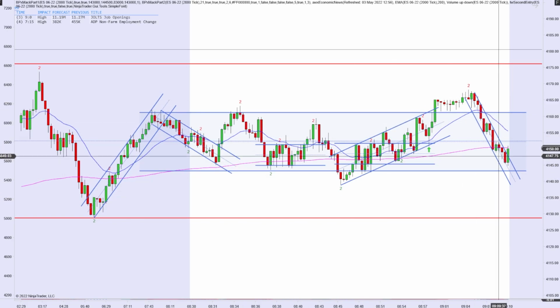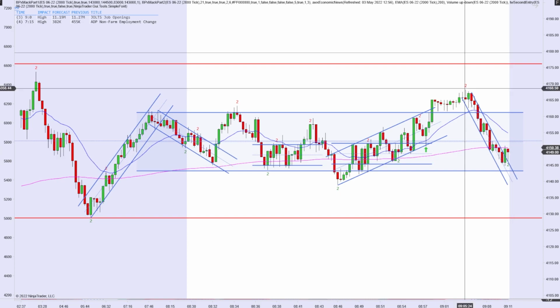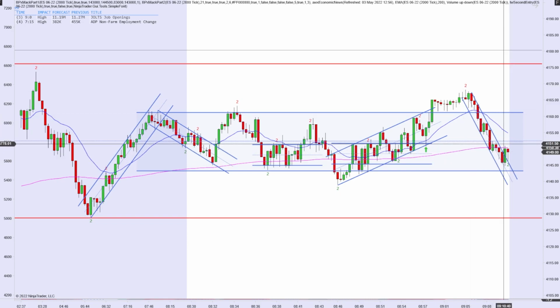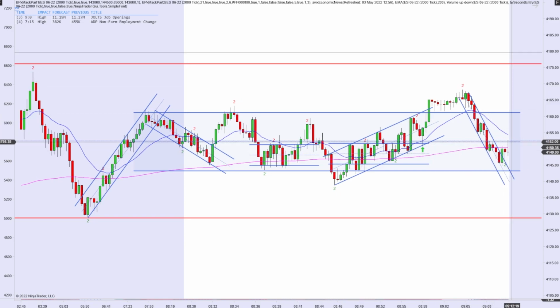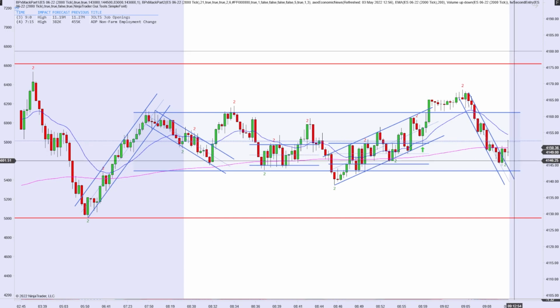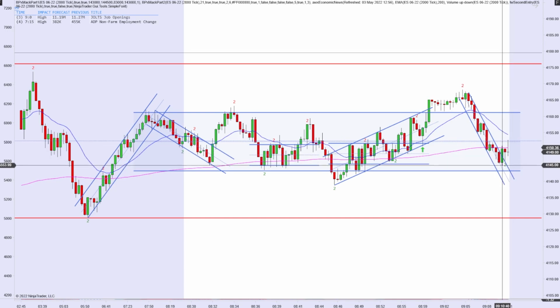So prices are coming down. We have a break, new high all the way up here. Prices come all the way down. First entry long, second entry long triggers. You could potentially look at trading a failure.